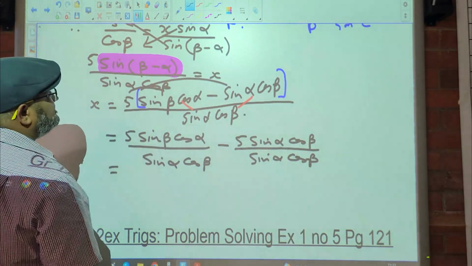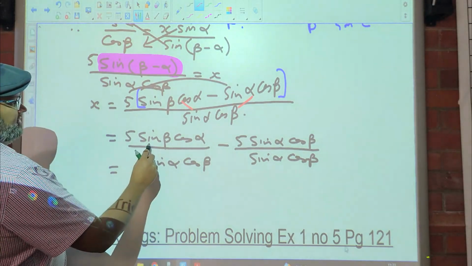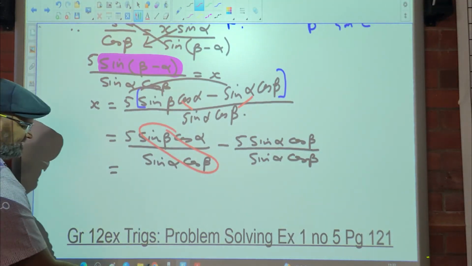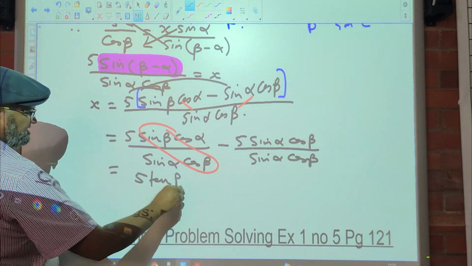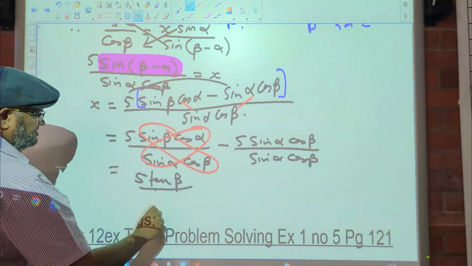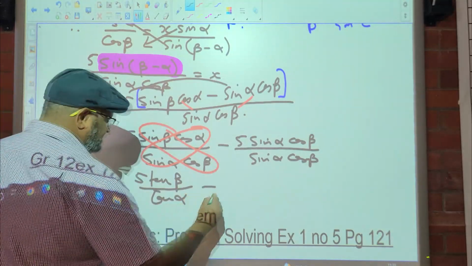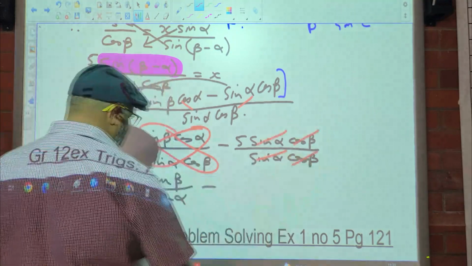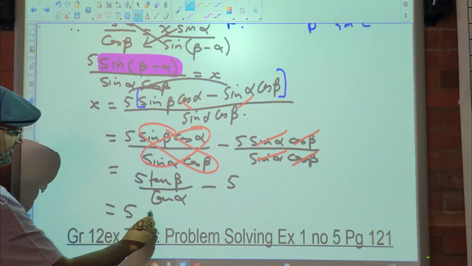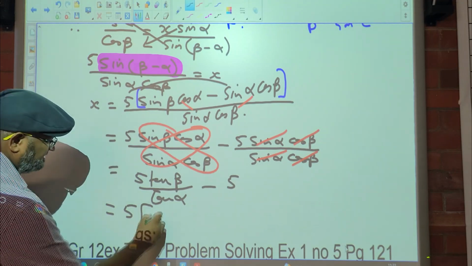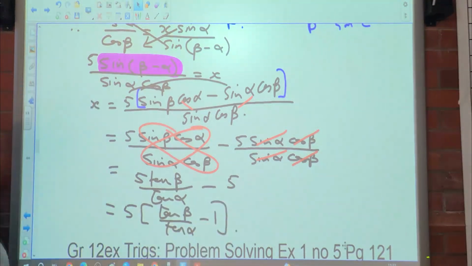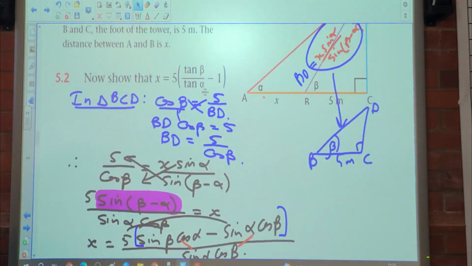So now, what is sine over cos? Tan. So that is 5 tan beta. And what is cos over sine? 1 over tan. Minus, that cancels, negative 5. So negative 5 is a common factor. So I didn't need to multiply that 5 out. You're simply going to give me tan beta over tan alpha minus 1. And that's what they wanted us to prove. We have proven it. Alright.